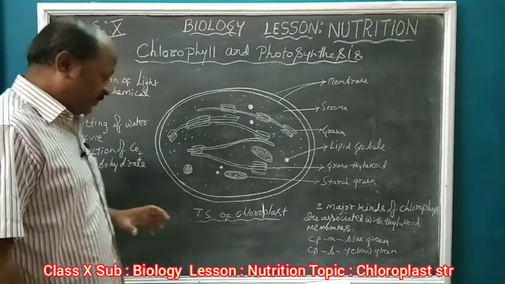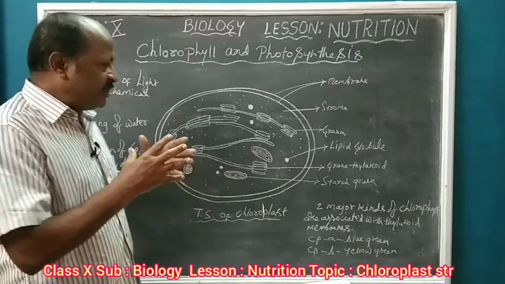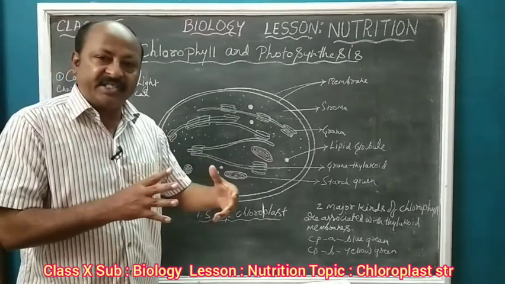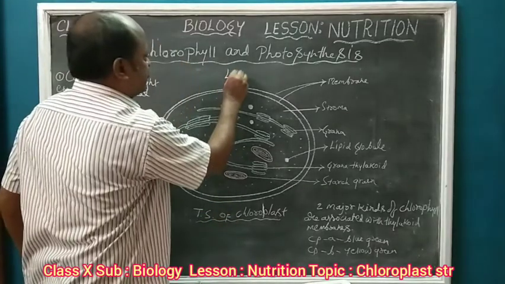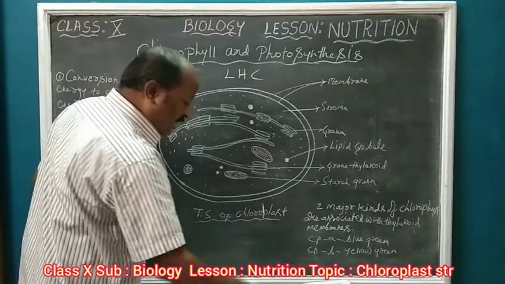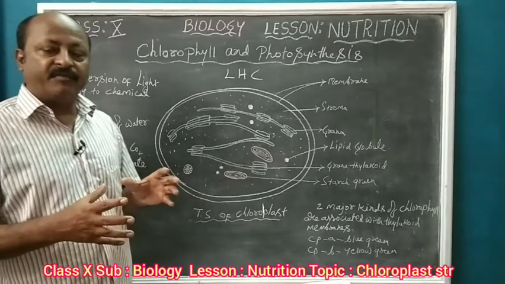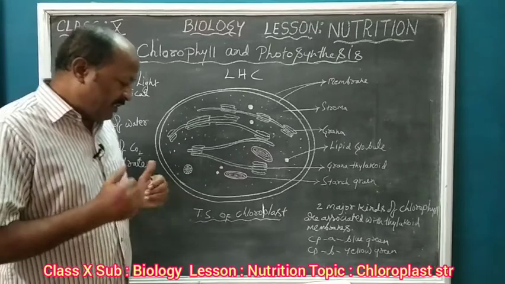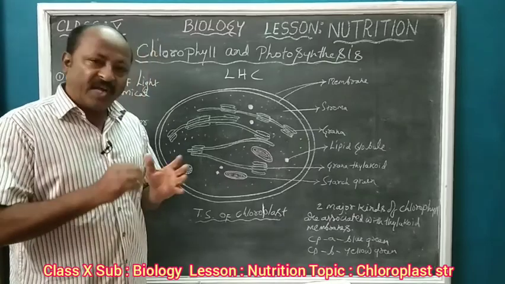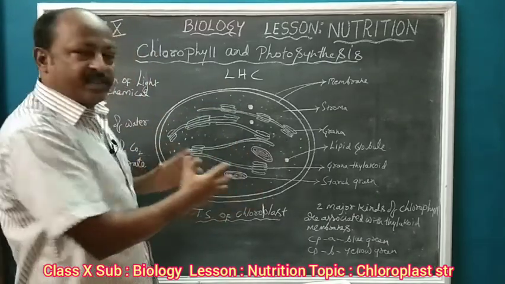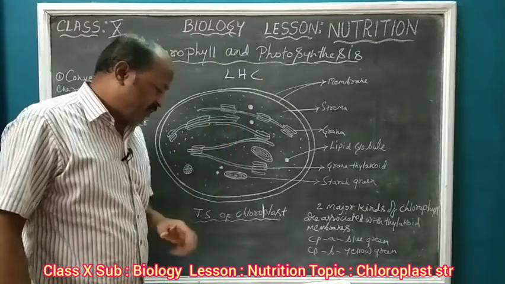and there are around 50 to 400 pigment molecules which make up the light harvesting complex, or you can say photosynthetic units, which help in the process of photosynthesis. Then each granum has got several such photosynthetic units or light harvesting complexes.